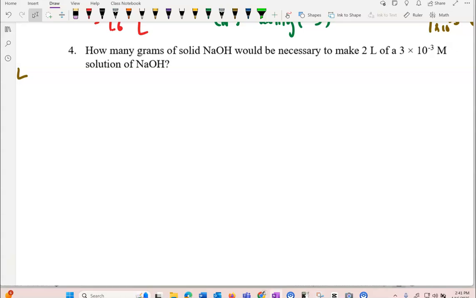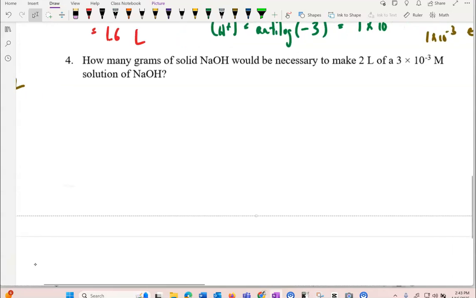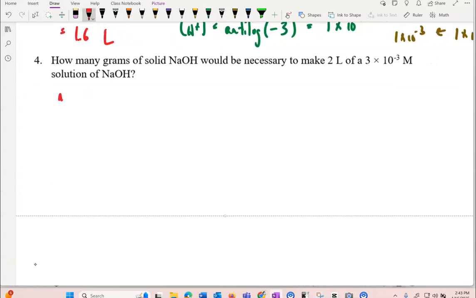Finally, how many grams of solid sodium hydroxide would be necessary to make 2 liters of a 3 times 10 to the negative third molar solution of sodium hydroxide? Okay, and so it's asking for grams of solid sodium hydroxide. I don't have any equations that's going to give me grams, but I do have an equation that's going to give me moles. So I'm going to say moles is equal to molarity times volume.